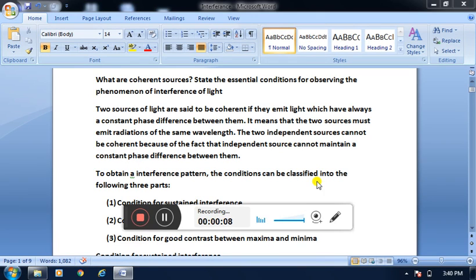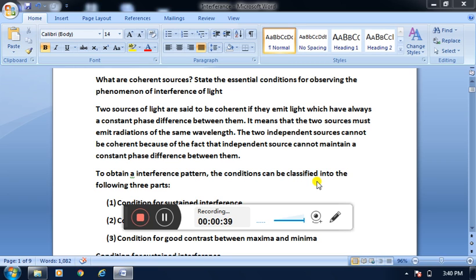In interference, we already discussed three topics: interference in parallel thin film, interference in wedge-shaped film, and interference in Newton's ring. Dear student, a frequently asked question in the AKTU semester examination: first of all, the important question: what are coherent sources, and what is the essential condition for observing the phenomenon of interference of light?